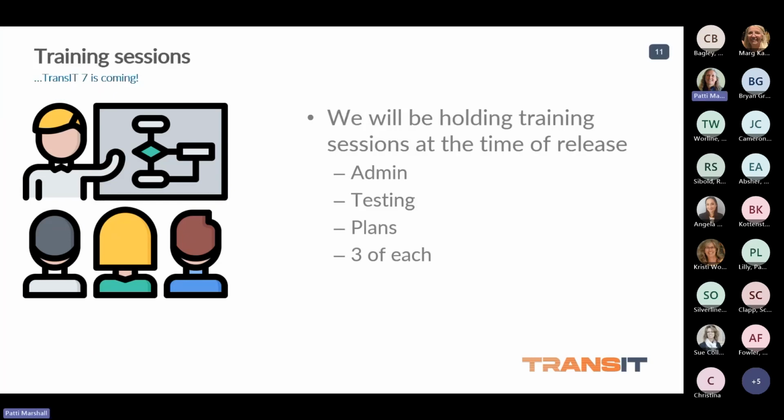So I'll just remind everyone then that at the time that we're ready to release the software, we will be doing 3 different sets of classes. There will be admin training, to go over all the new org settings, etc. Testing, to go over all of the changes with modules and scripts, etc. And then another one to go over all the changes with plans. What we intend to do is offer 3 of each of the sessions and to tape them. We're trying as much as possible to make everything very self-evident so that even if you can't attend those classes, you won't be lost.